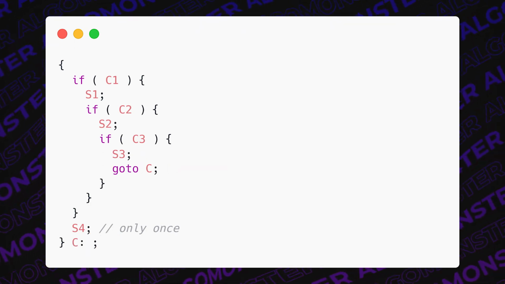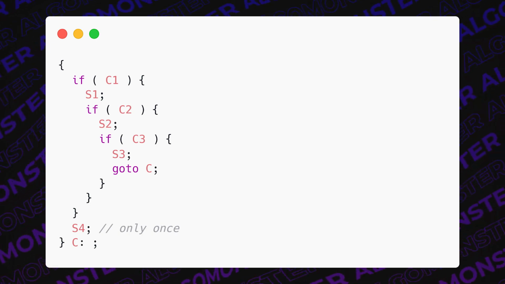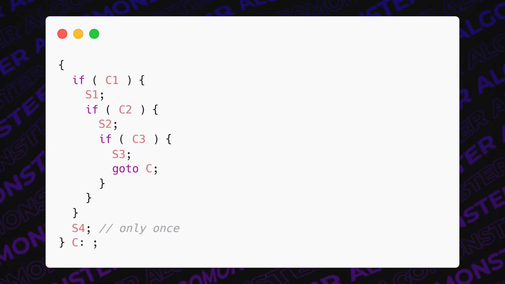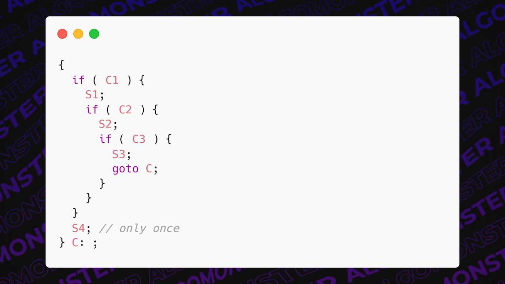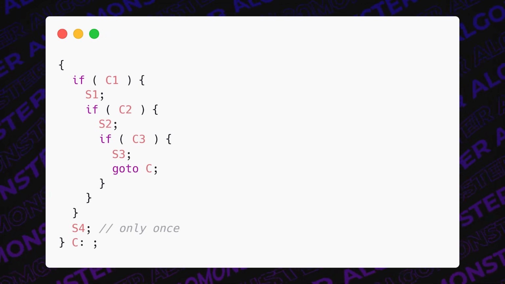Alternatively, what we could do is just use a goto statement. So if we don't want to run S4, we could skip S4 by going all the way to C. But obviously this isn't as clean as the first one.